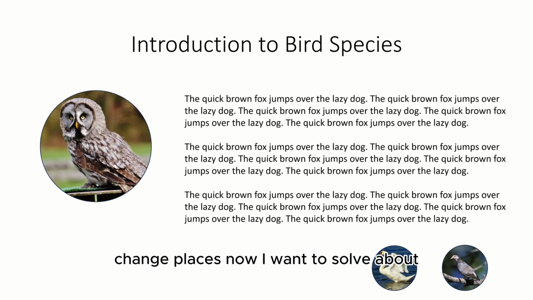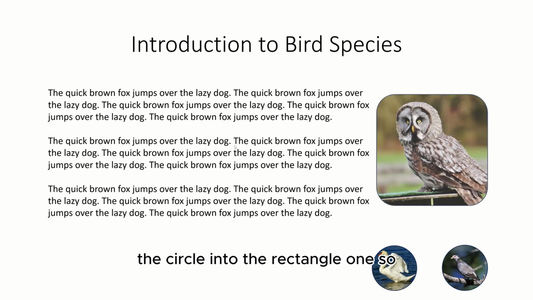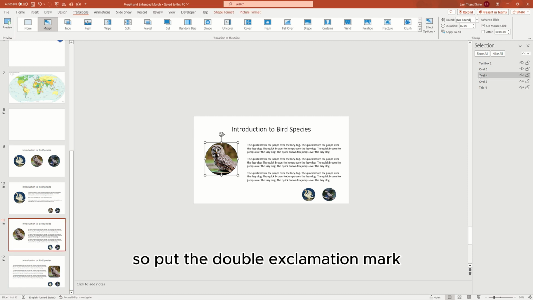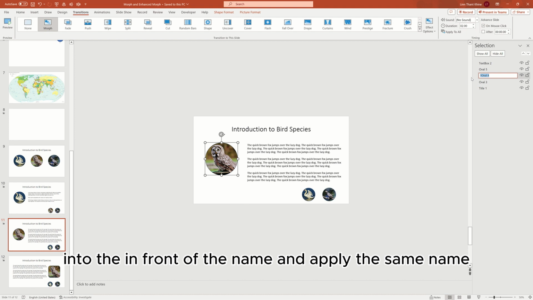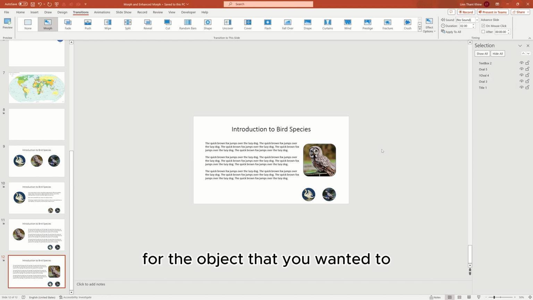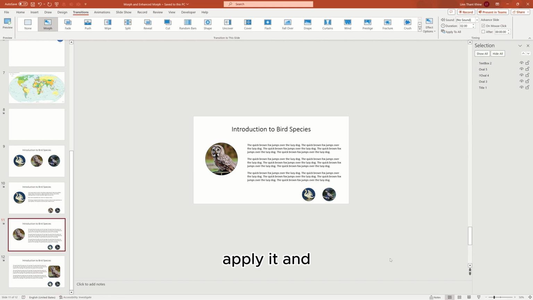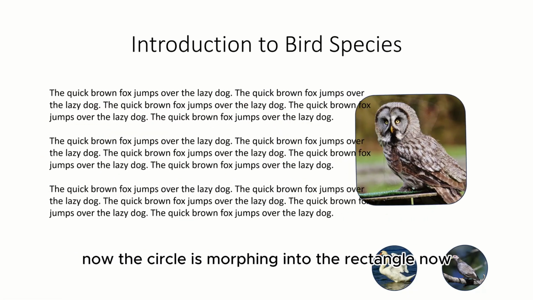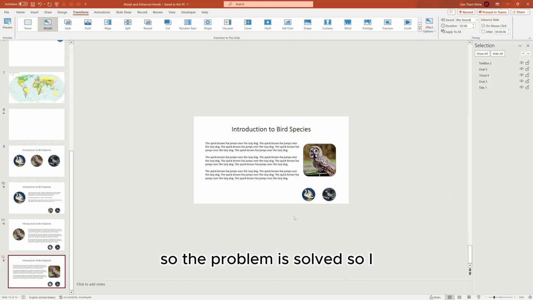Now I wanted to solve the circle into rectangle issue. So put the double exclamation mark in front of the name and apply the same name to the objects that you want to morph. Apply it, and now the circle is morphing into the rectangle, so the problem is solved.